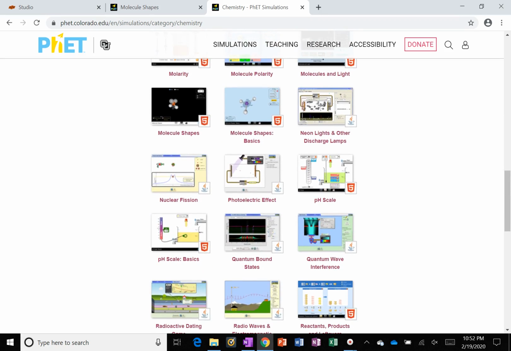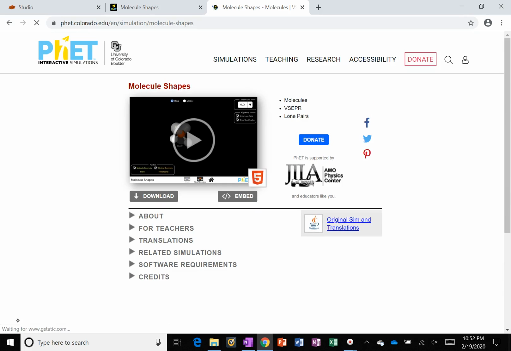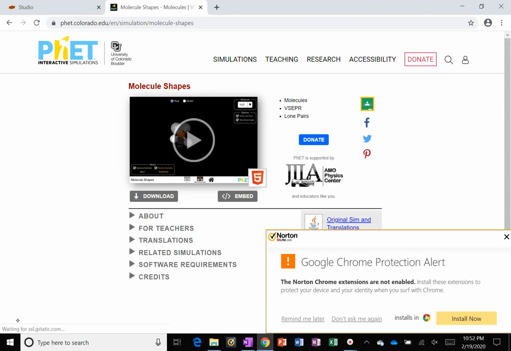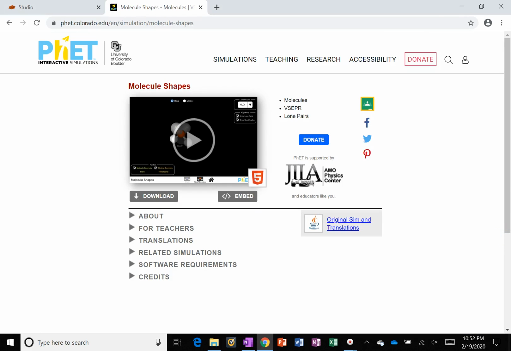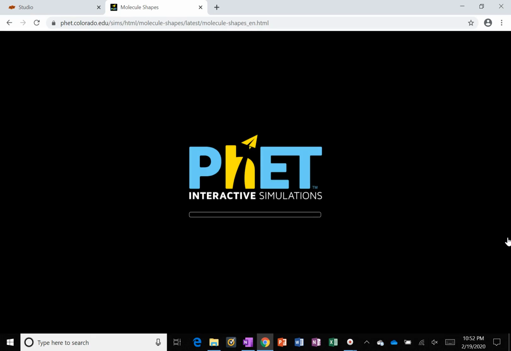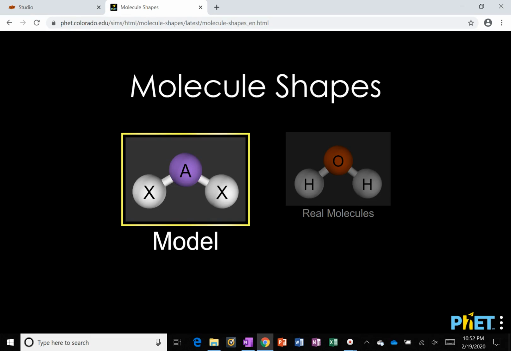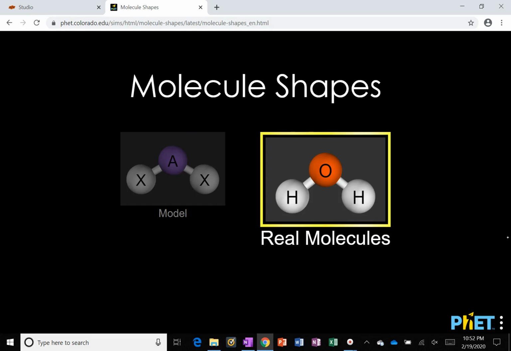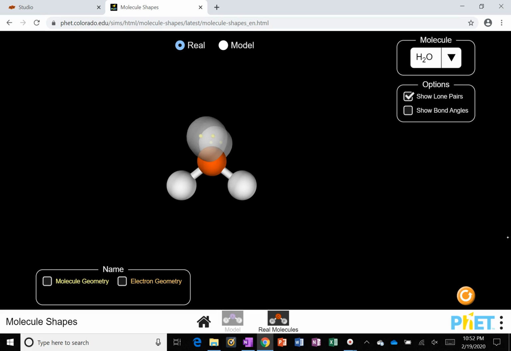If you scroll down to molecule shapes down here and you click on it, you can actually run this program right from the website itself. You don't have to download anything. So if you click on molecular shapes, it opens up the program, and then you can start choosing. Let's choose some real molecules. Let's say, oops, there we go. There's water pulled up first.